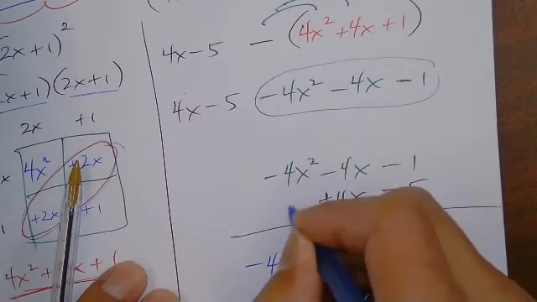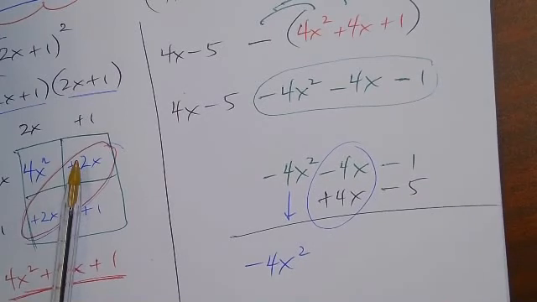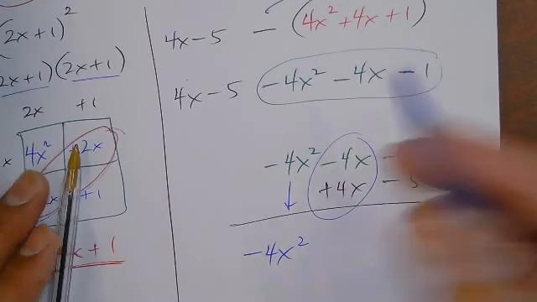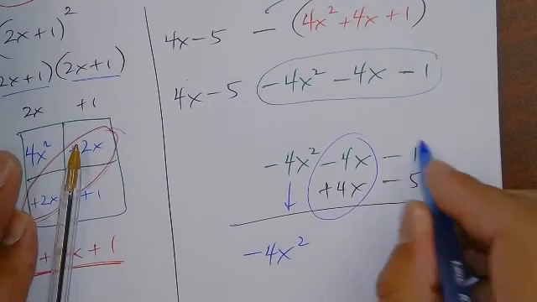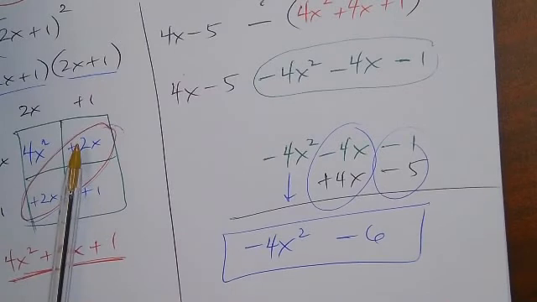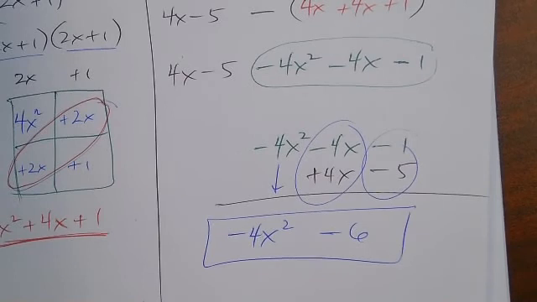Okay, so our final answer for this one is negative 4x squared. What's going to happen there? That's not always going to be true, but it happened here, so it did cancel out. We're going to have no x term, and then minus 6. Okay, yeah, you did say that.